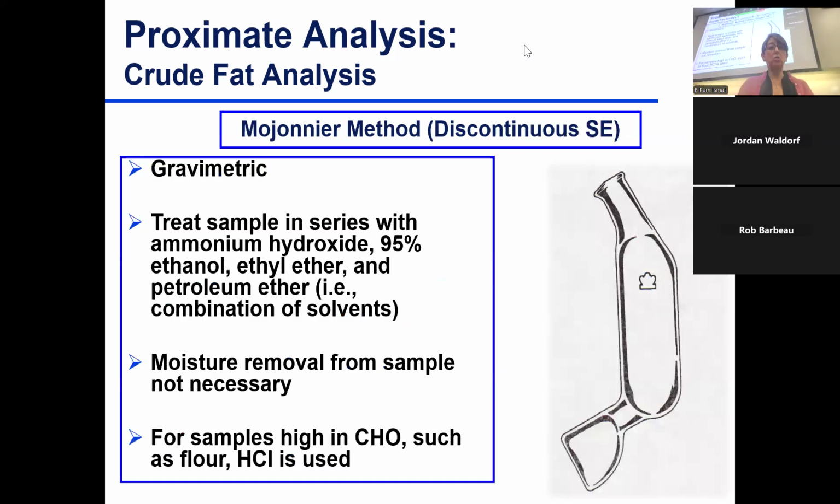So moving on to Mojonnier, which you did already in the lab, and it is also based on solvent extraction, but it is discontinuous, meaning it's a batch process. There is no solvent circulating. So here you weighed your sample. If it was cheese, we dissolved it for you in ammonium hydroxide.